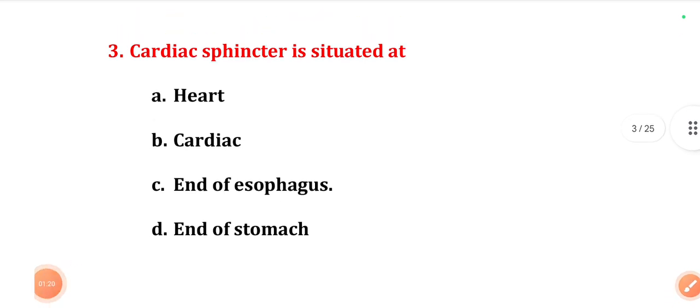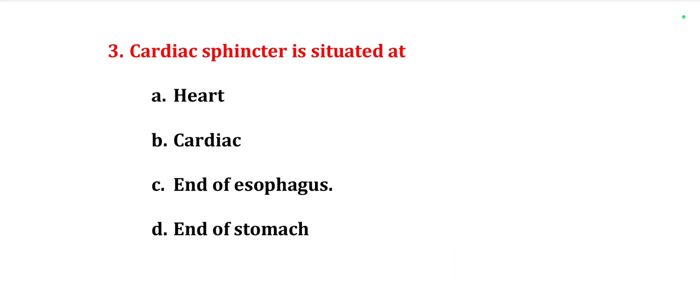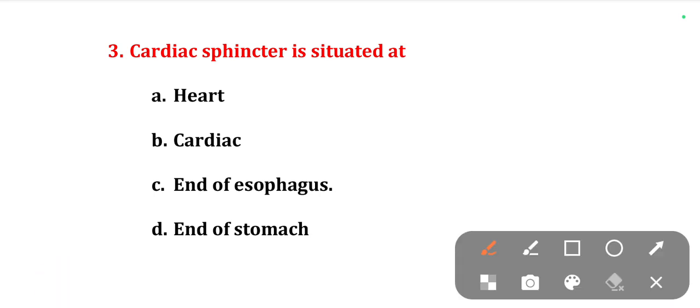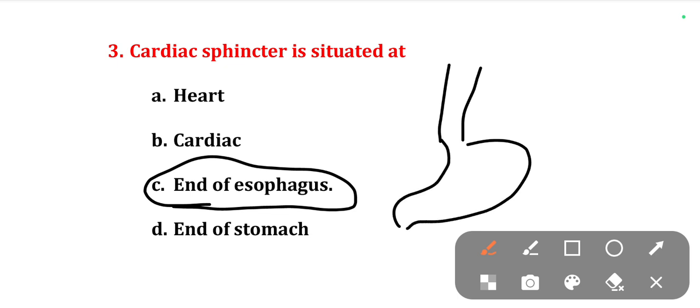The next one: the cardiac sphincter is situated at? The options are heart, cardiac, end of the esophagus, end of the stomach. The right one is the end of the esophagus. If this is the esophagus and this is the stomach, the cardiac sphincter will be located here.